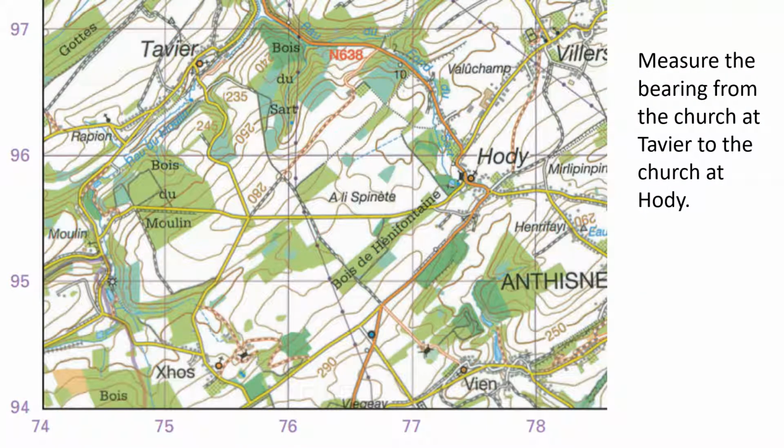Now next is bearing. Here we are told to measure the bearing from the church at Tavia to the church at Hoodie. So here you need your protractor to measure a bearing. So when going to the exam hall, make sure you go to that exam hall with a protractor. It's very, very important and very useful. So what we're going to do is quite simple here. So the first thing is you locate the 2 points.